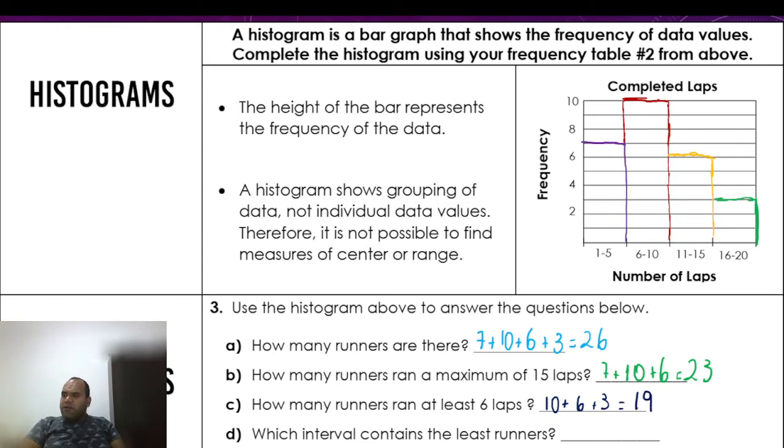Which interval contains the least runners? Guys, which interval has the fewest runners? The least one is the bar over here. It is the group of 16 to 20 laps. Okay? It is the least quantity. Great. We learned right now how to make and how to read a histogram. Let's go right now to our next topic.